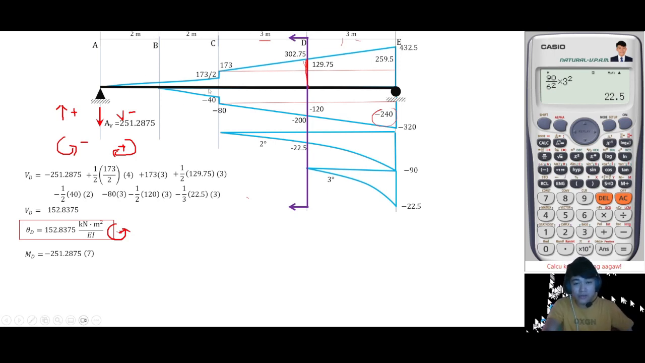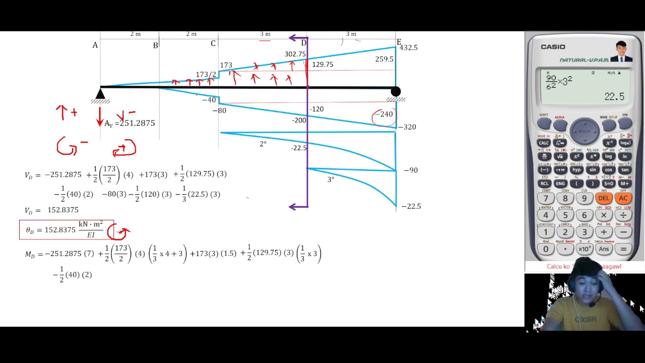Next, we have a clockwise moment. These are upward loads, which give a clockwise moment about point D. So we have the triangular load plus 1/2 of 173 over 2 times 4 times 1/3 of 4 plus 3. And then this rectangular load, 173 times 3 times 1.5. Triangular load times the distance of 1/3 of 3. Negative area, I mean negative, counterclockwise.